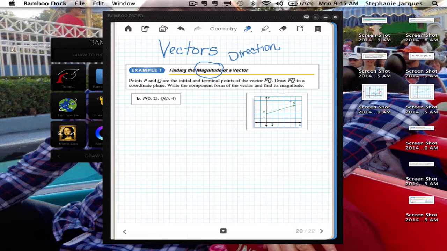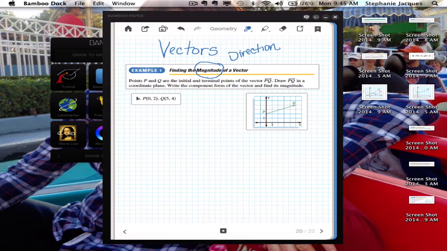to another. And so points P and Q are the initial, so P is the initial, and terminal points, Q, terminal, of the vector PQ. It said to draw PQ, I just included the image. So all I did was, in a coordinate plane, write the component form of the vector and find its magnitude. So I plotted (0, 2) right here, and then (5, 4) here. So we have those two.